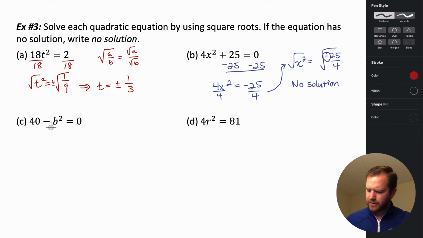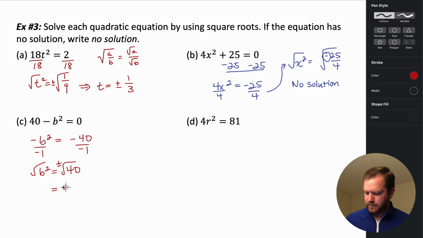So in this one, we want to solve. So again, we want to get b by itself. So I'm going to subtract 40. So I have negative b squared equals negative 40. Divide by negative 1, right? Because we want it to be a positive b squared. So we have that b squared equals positive 40. Take the square root, plus or minus, right? I should be getting plus or minus. So we get b equals plus or minus.